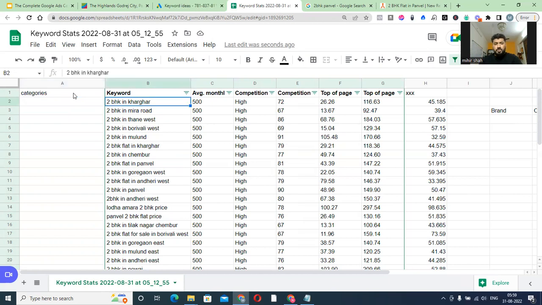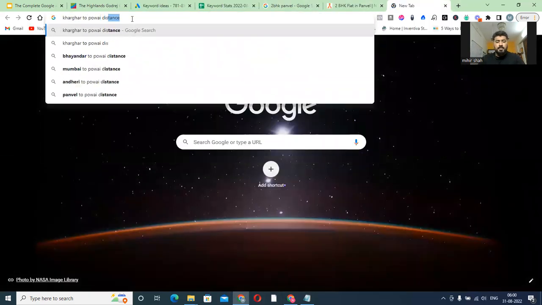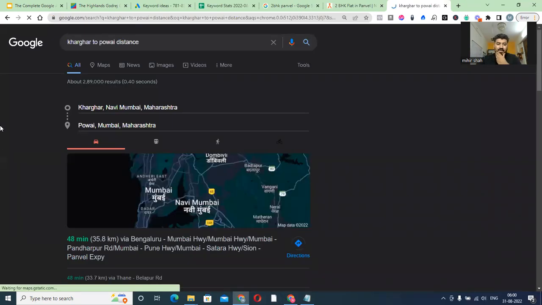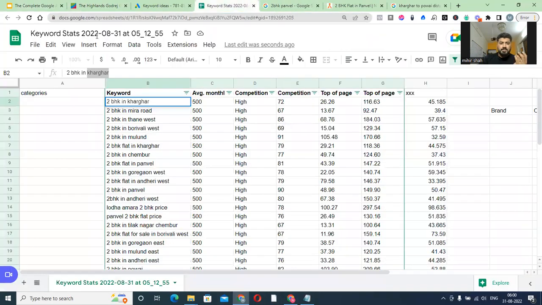All right. So 2 BHK in Kharghar, it's not a brand keyword because we don't have a brand name. It's not a competitor because Kharghar is a location. It's not a negative keyword because somebody looking for a 2 BHK in Kharghar can maybe move to Powai, and I can show you this with an example. Kharghar to Powai is about 48 minutes, 35 kilometers. Looks pretty close by to one another. There is a very high chance that someone might move from Kharghar to Powai. So we can keep going with this, I believe.